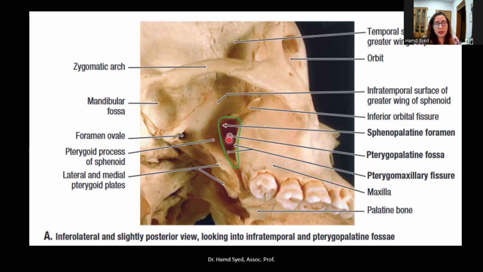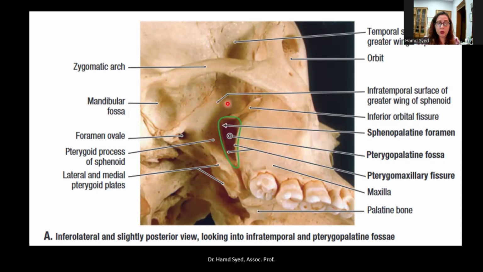And here we can see the sphenopalatine foramen in its medial wall, which is the communication with the nasal cavity. And here below is the pterygomaxillary fissure, which is its communication with the infratemporal fossa. This region, the broader space, is the infratemporal fossa.